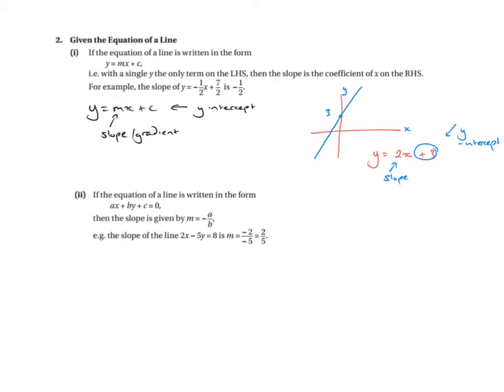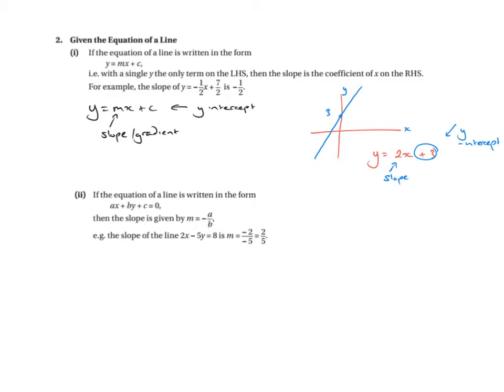Now, another way we can write the equation of the line is where we stick everything onto one side. So we have ax plus by plus c is equal to 0. So this is not quite the same as y is equal to mx plus c. Everything is all on one side of the equal sign. And if that's the case, the slope is given by m is equal to minus a over b.